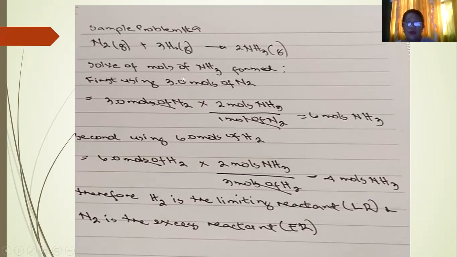Now, which is greater? Of course, the greater is when we use the reactant nitrogen. It will produce 6 moles. The smaller one, when we use hydrogen as a reactant, will produce 4 moles. So, therefore, hydrogen, because it is smaller, is known as the limiting reactant, or in short, LR, while the bigger one, using nitrogen, N2, is the excess reactant, or ER. We are already following. Okay.